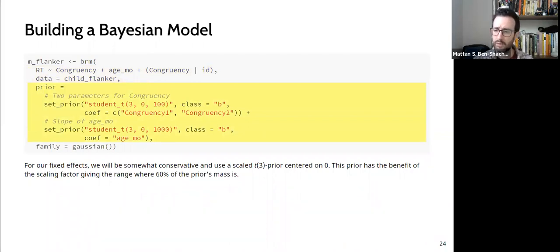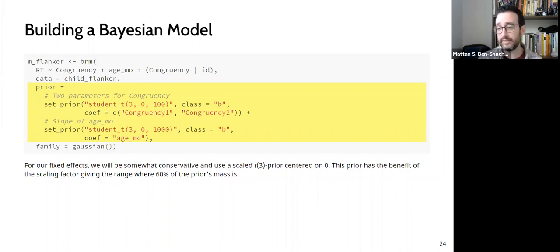So I will be quite conservative in the type of prior I use. I'm going to use a prior that's shaped like a T distribution with 3 degrees of freedom, which I will scale, right? So T is pretty narrow. It's around 1. I'll scale it to whichever I need. The benefit of using a T distribution with 3 degrees of freedom is that my scaling factor also defines the 60% central probability of my prior.